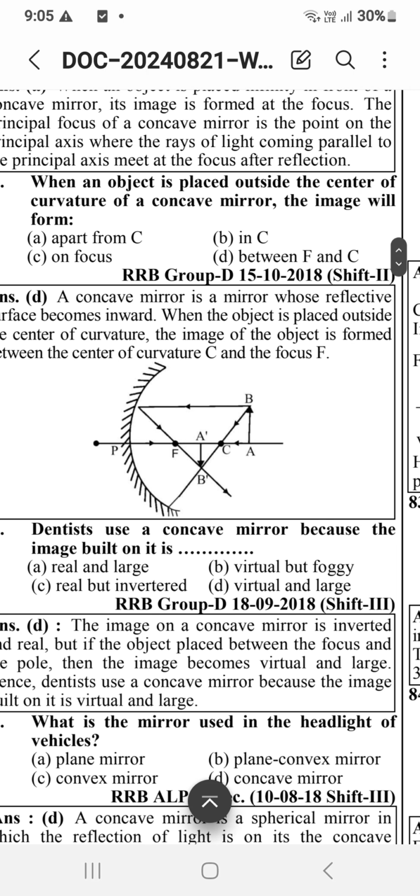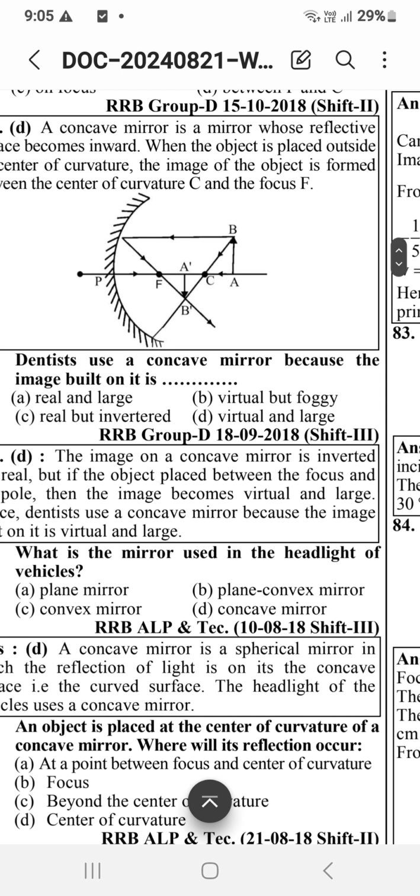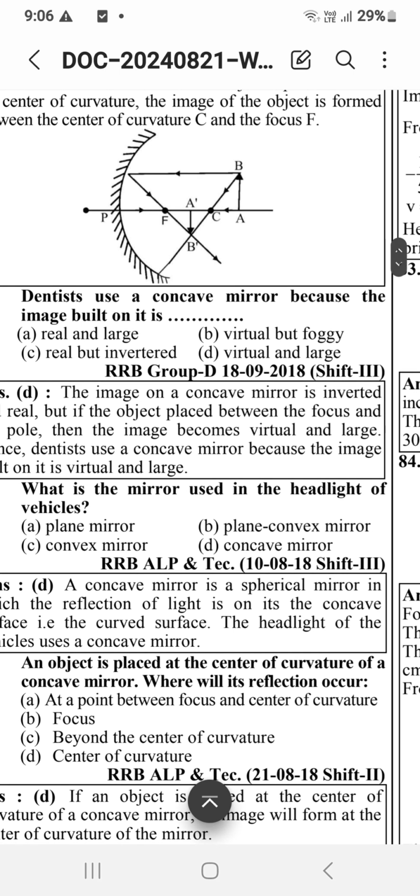What is the mirror used in the headlights of the vehicle? Is a concave mirror. An object is placed at the center of the curvature of a concave mirror. Where will its reflection occur? Center of curvature.